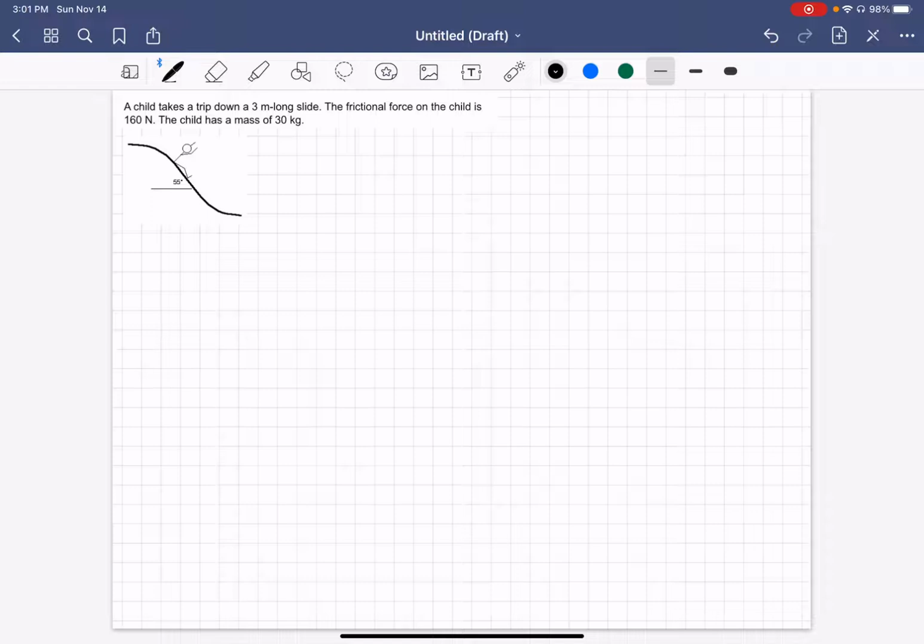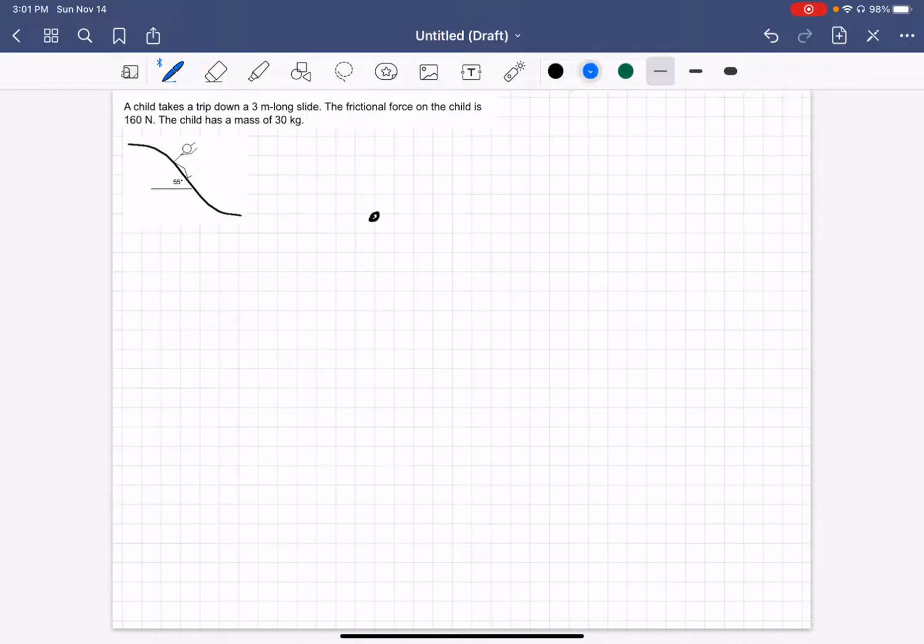Hi, I'd like to go through an example of using vector addition diagrams to solve a problem for an object experiencing unbalanced forces. So I'm going to do this problem where a child takes a trip down a 3-meter long slide. The frictional force on the child is 160 newtons, and the child has a mass of 30 kilograms.